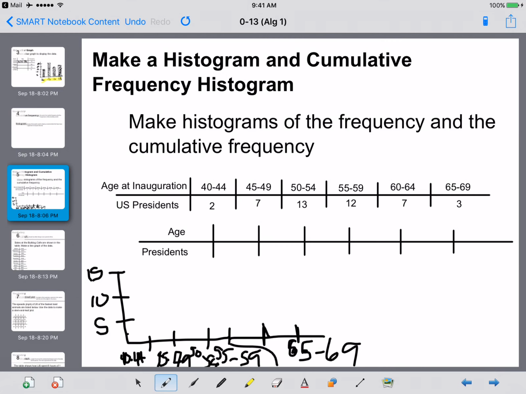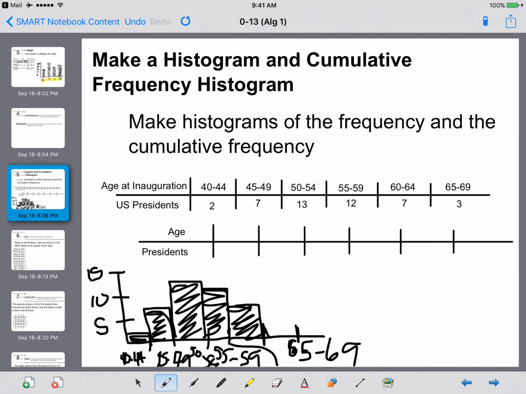Here, 40 to 44 is at 2. 45 to 49 is at 7. 50 to 54 is at 13. 55 to 59 is at 12, so just a little less than that one. 60 to 64 is at 7, so it matches up. 65 to 69, I apologize, is at 3. So that's what our histogram would look like.